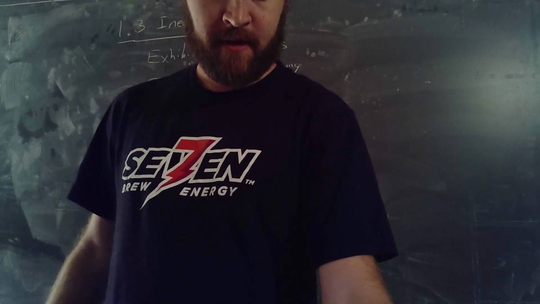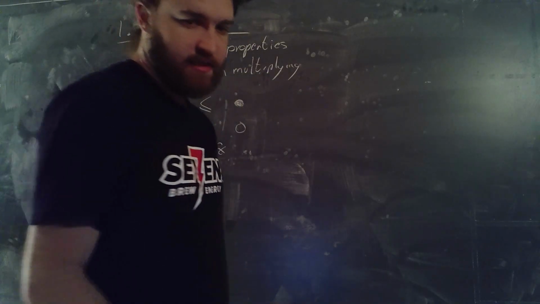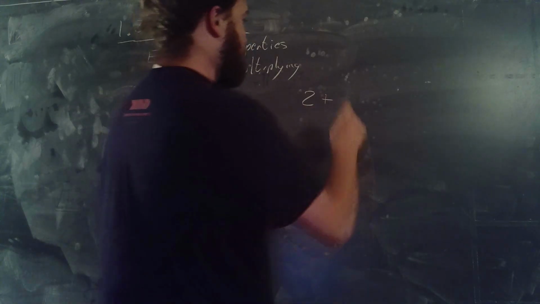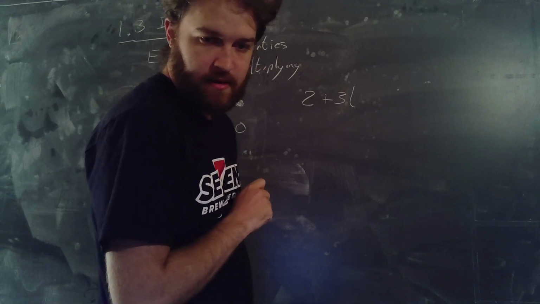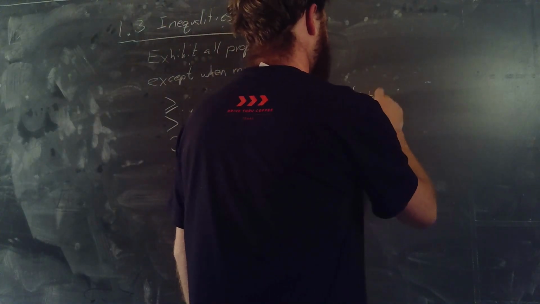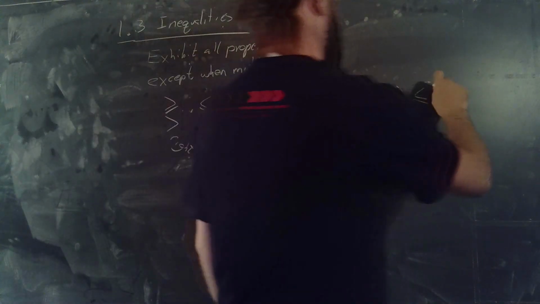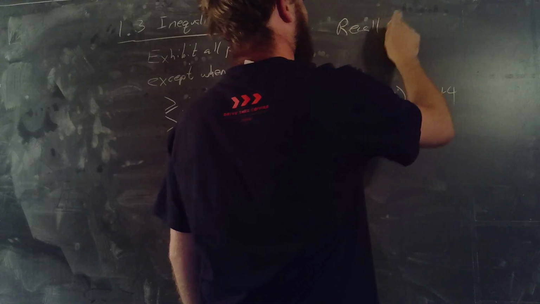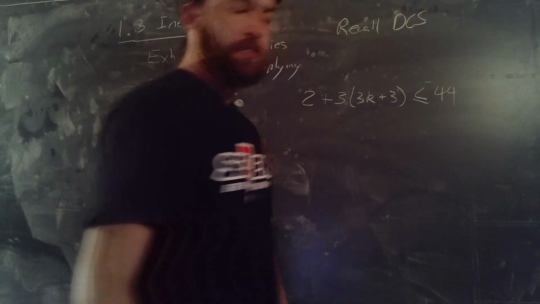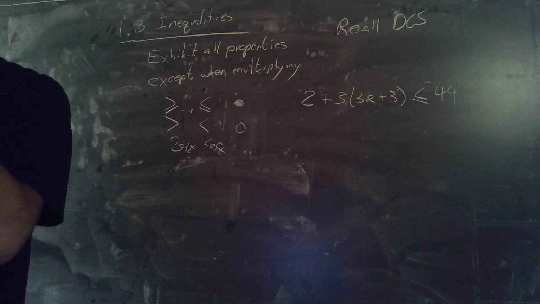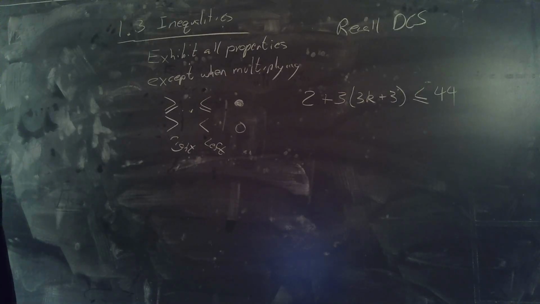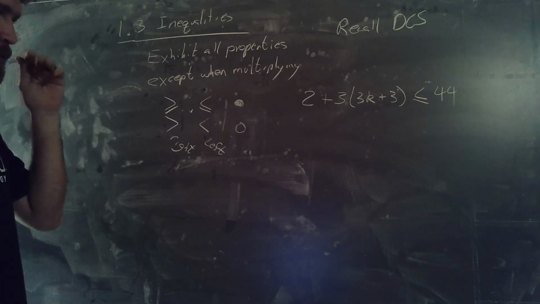Okay, so now I'll pull up an example here. Suppose that we have the inequality 2 plus 3 times (3k plus 3) is less than or equal to 44. So again, we like to recall: distribute, combine, and solve.